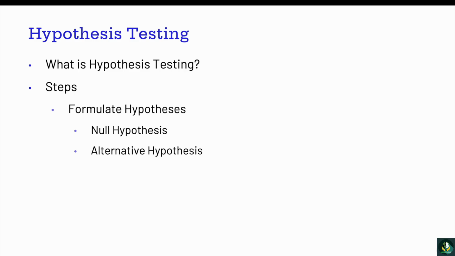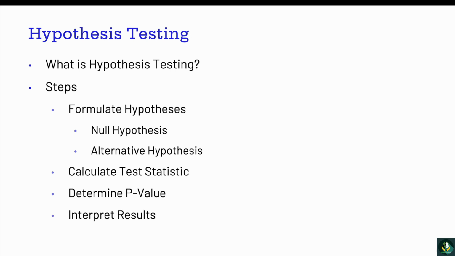Now the null hypothesis assumes that no effect or difference is created, whereas the alternative hypothesis assumes an effect or difference exists. Second step is to calculate the test statistic, which quantifies the difference. Next, we determine the p-value, which is the probability of observing data as extreme as the test statistic under the null hypothesis. And finally, we interpret the results, where we check if the probability is less than alpha, which is a significance level, for example 0.05. If so, we reject the null hypothesis, which means it has some significance. An example for this can be comparing the mean test scores of two groups using a t-test.